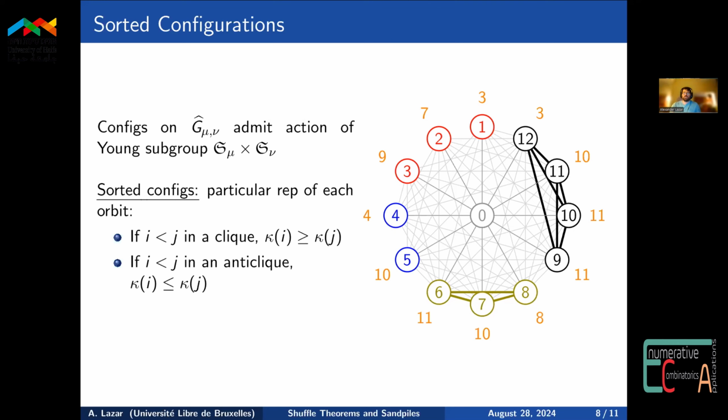So for example, this configuration over here is both sorted and recurrent. As you can see, within the black clique here, the number of grains is weakly decreasing, same as in the olive clique. And in the red and the blue independent sets, the number of grains is increasing. Between cliques, between these blocks, we have no conditions on the number of grains.